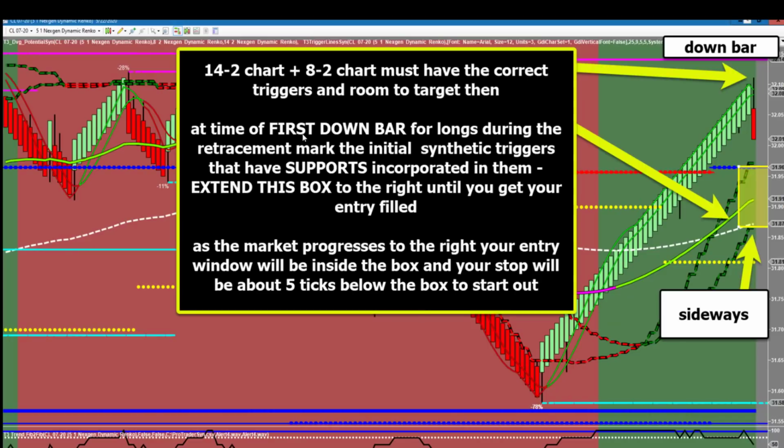Now, I did pull up two of our older pictures. It says the exact same thing. 14-2, 8-2 chart triggers, which are now superimposed on a 5-1 chart. So both chart triggers are great. At the time of the first bar down, you're going to look inside of your trigger lines. You're going to place a limit order to buy inside of the trigger lines at support. So hopefully when it gets down there, you'll have your entry.